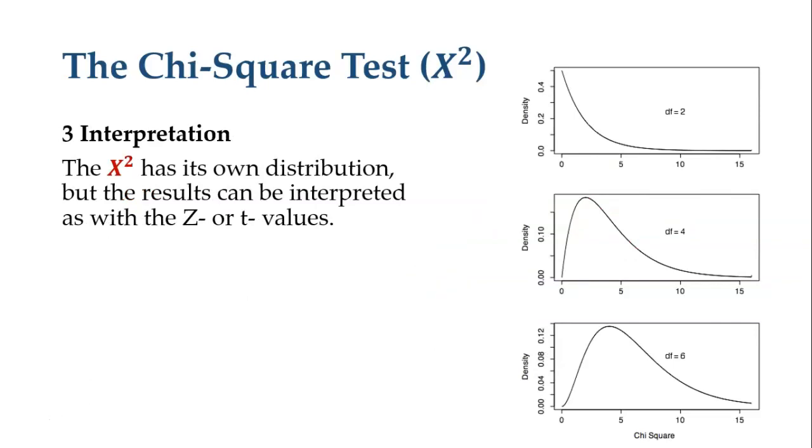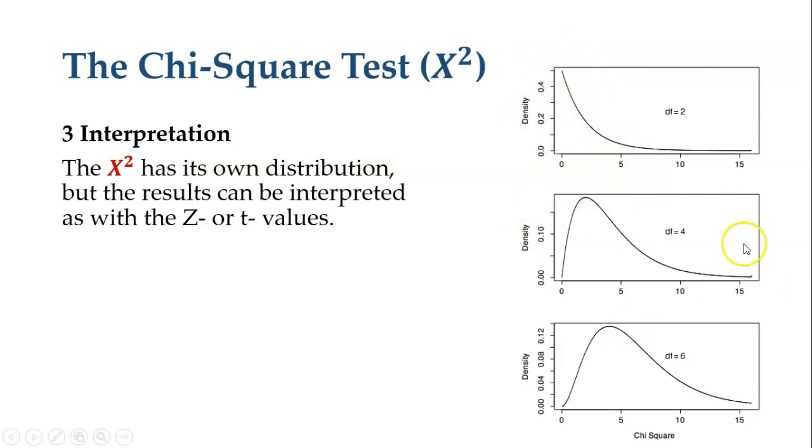To interpret the chi-square test, it has its own distribution, and similar to the student t-distribution, this distribution is affected by the degrees of freedom. So notice the difference between 2 degrees of freedom and 6 degrees of freedom. In the figure at the top, this is the chi-square value. If you have something higher than 5, for instance, the probability is very, very low. But if you have something between, I don't know, probably 2 or 3 and 0, the probability is very, very high.